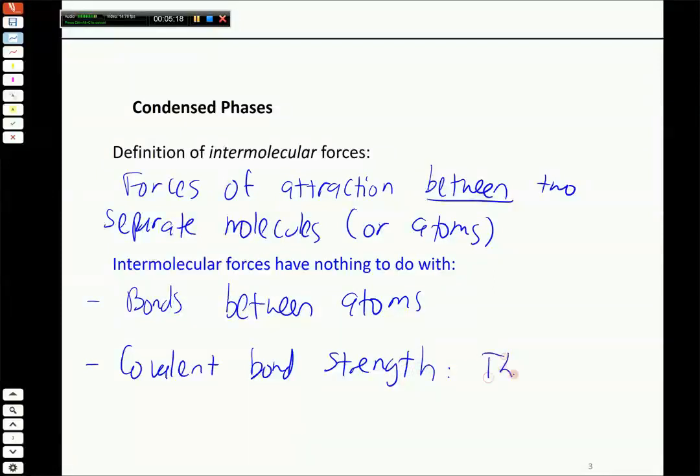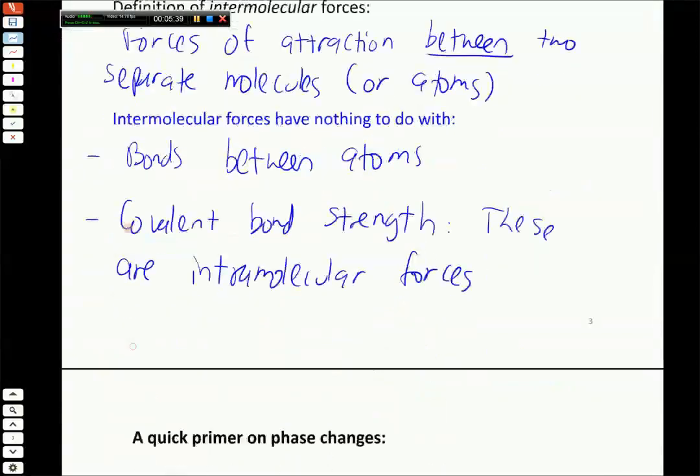So these covalent bonds that we've talked about previously in Chapter 3 are intramolecular forces. We didn't really use that terminology back then, but to distinguish them from intermolecular forces, that's what they are. The Latin prefix inter means between, intra means within, and that's the distinction we're making here. We're talking about forces between two separate molecules or atoms.